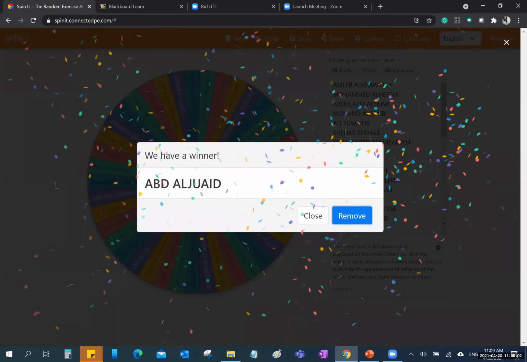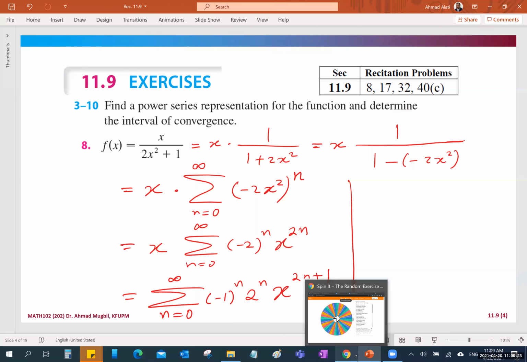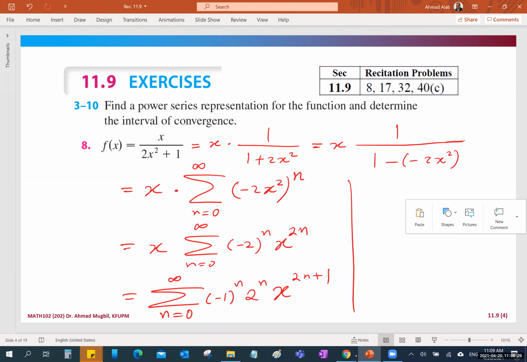Abdul Aziz Al-Jaid. Are you here, Abdul Aziz? Yes, doctor, I'm here. Do you have an idea, Abdul Aziz, about it? Can you go back to the question? Here it is. Can you see the question now? Yes. We don't have much time, Abdul Aziz. Please, I told you here, ya Shabab. Let me repeat it again.